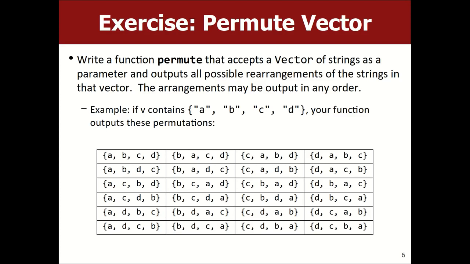So I want to do this recursively. I want to do this with backtracking. How is this recursive? How is this self-similar? Where's the similarity between permuting something and permuting some other thing? What do you think? When you look at this output, do you see any self-similarity here? Any ideas? Yes?